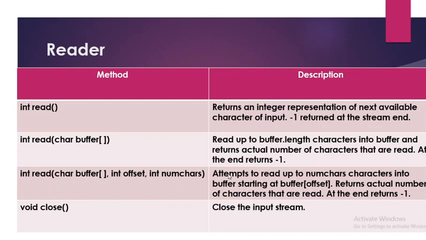So the description says it attempts to read up to numchars characters into buffer starting at buffer offset, that means starting with this specified location, and returns the number of characters that are read. So here the number of characters that are read it will return. At the end of the stream it returns -1. Void close is used to close the input stream.